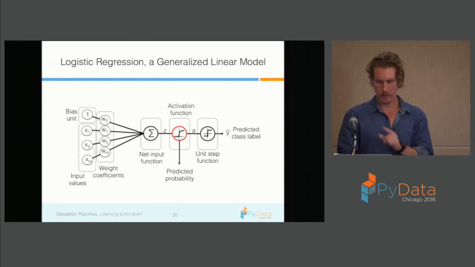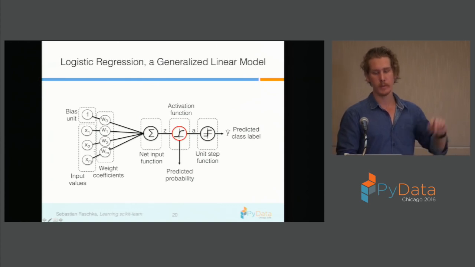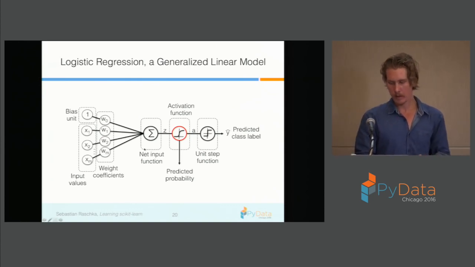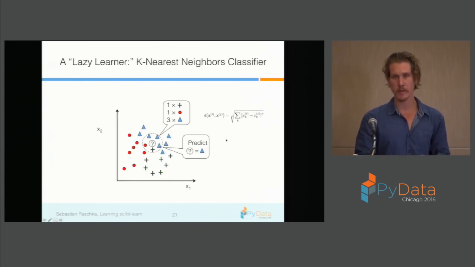Okay. So that was logistic regression. You can learn it with optimization algorithms where you optimize the weights incrementally while you go over the training set multiple times. And another classifier we will talk about is k-nearest neighbors.